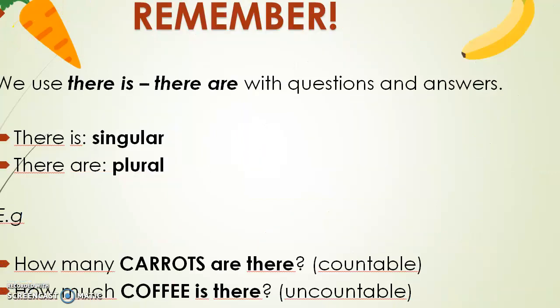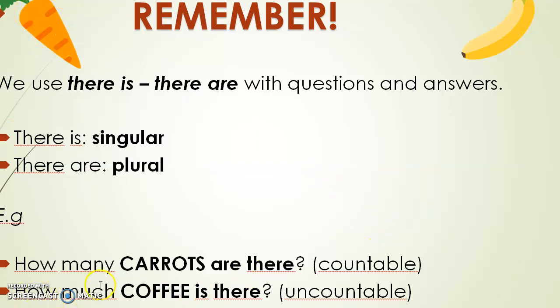Okay. Remember, we use there is and there are with questions. There is when you use singular, and there are when we're talking about plural. Example. How many carrots? Zanahorias. How many carrots? It means it's plural, are there. Can you count the carrots? Of course. So in this case, there is 1 carrot or there is a carrot.